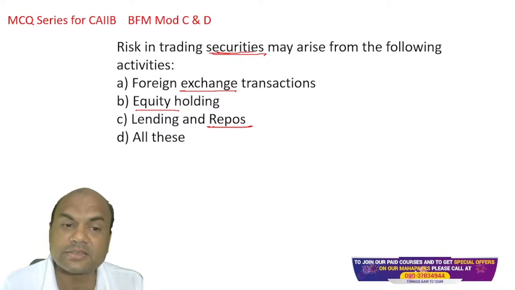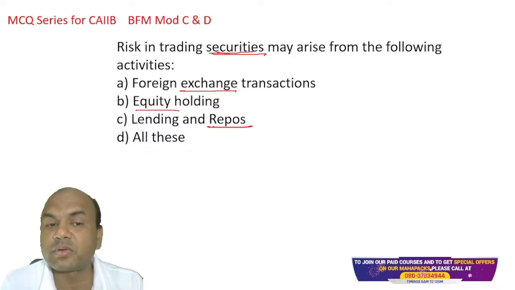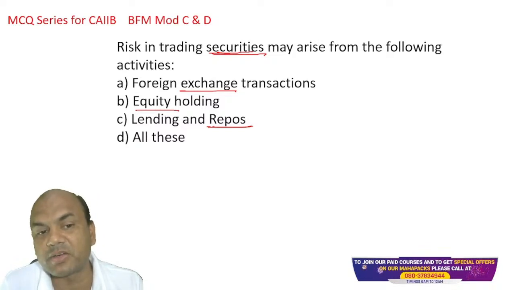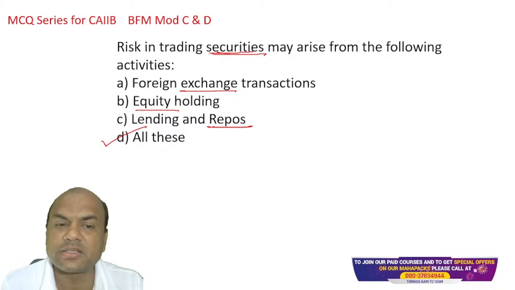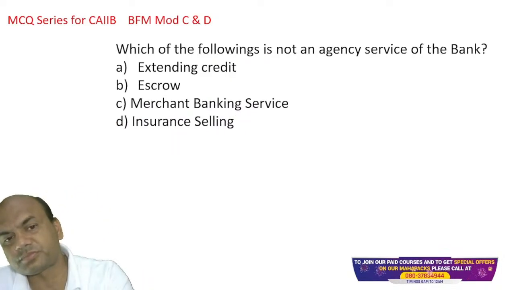Right? So what is the correct answer over here? Comment section. Answer is A, B, C or D? D. Correct? Risk in trading securities may arise from the following activities: exchange, equity, repos, all of these.